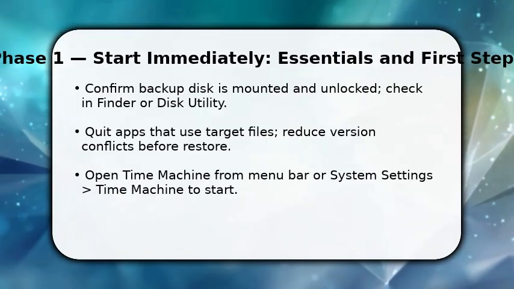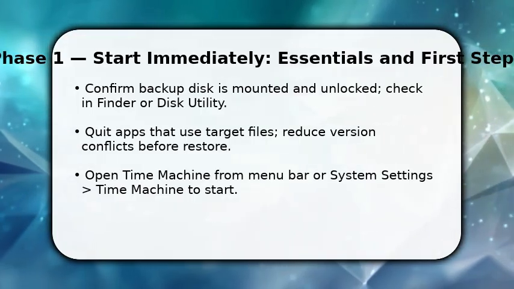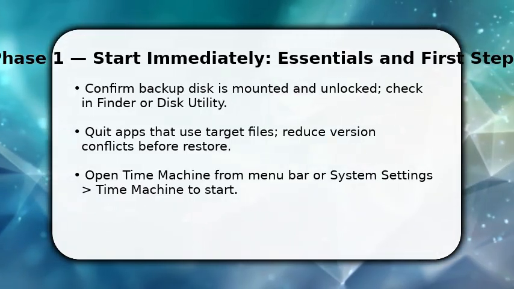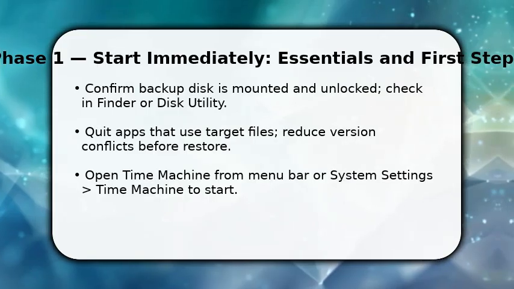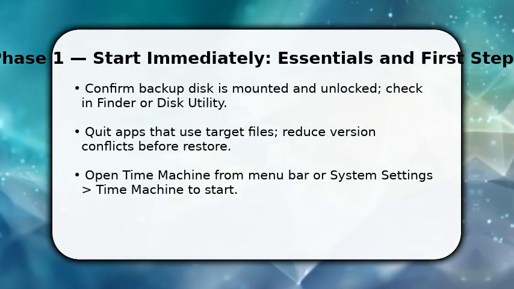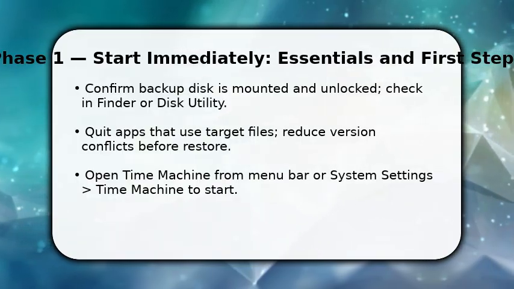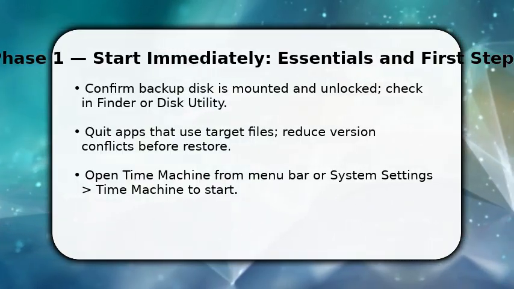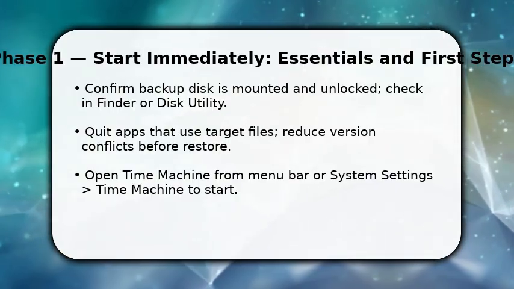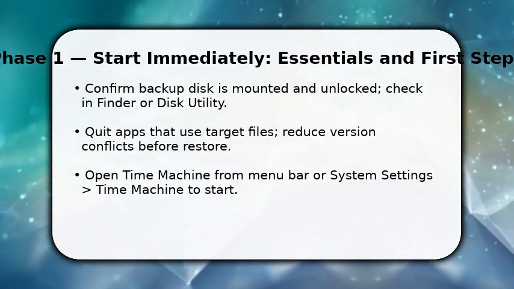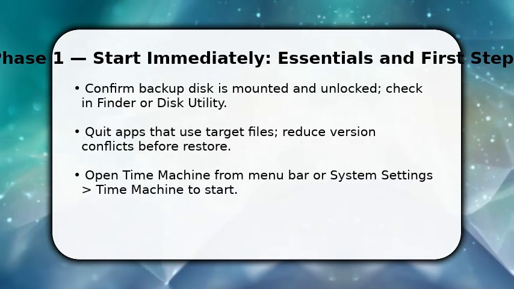You start by confirming the backup disk is online and unlocked. That avoids I/O errors. Next, quit apps that might lock files, because Time Machine restores cleanly when no process is holding data. Once done, open Time Machine from the menu bar or system settings. You'll see the timeline on the right. You're beginning the retrieval process now.